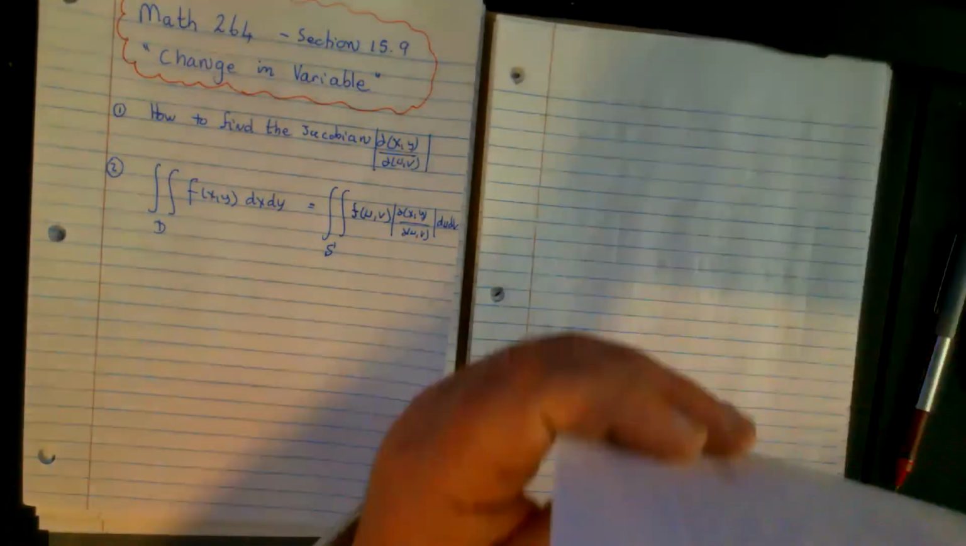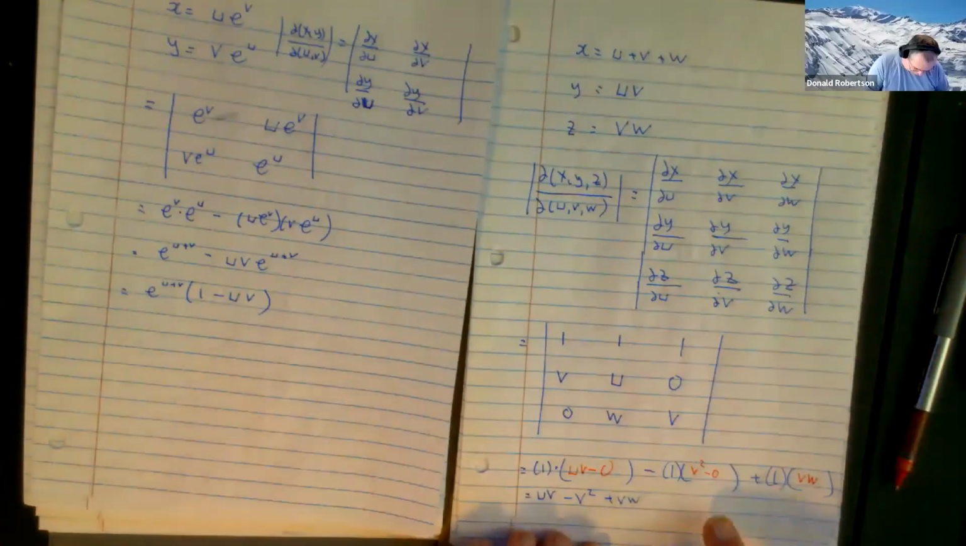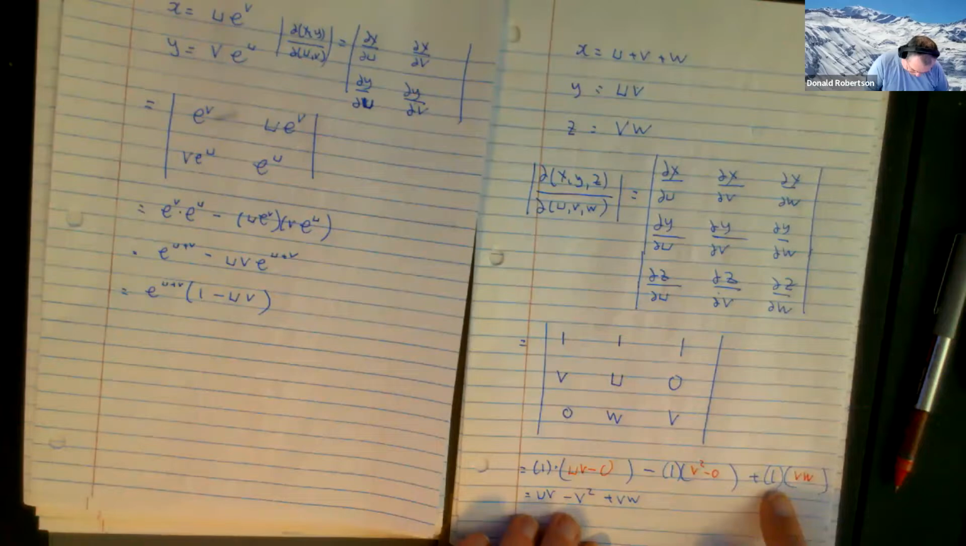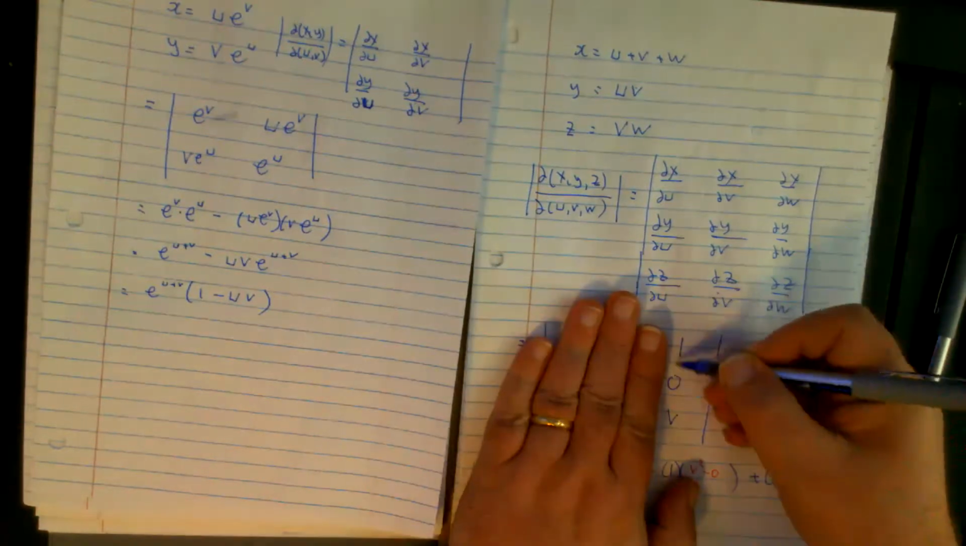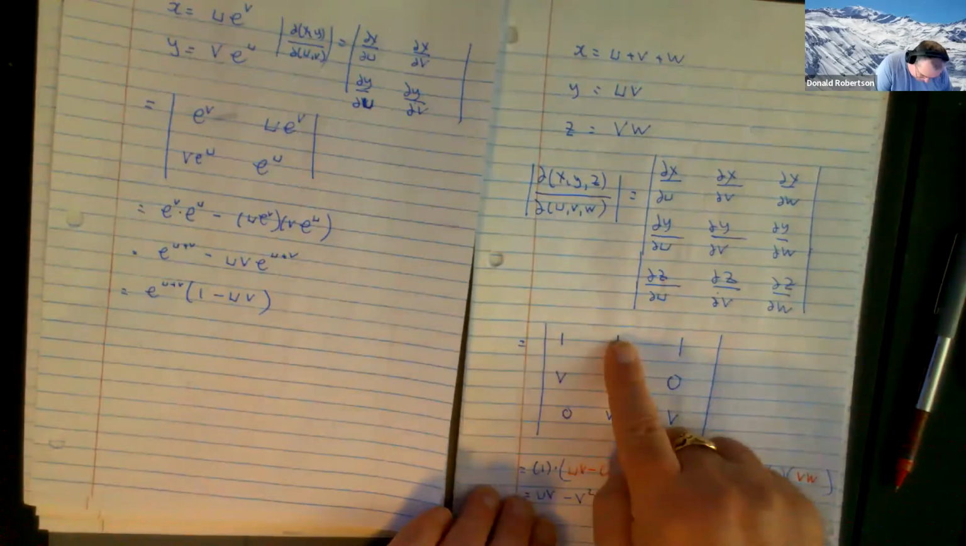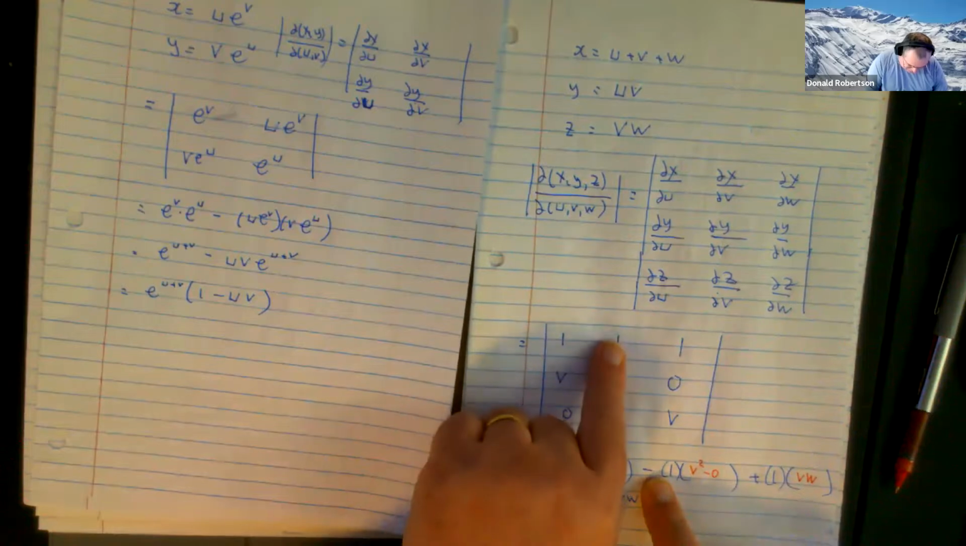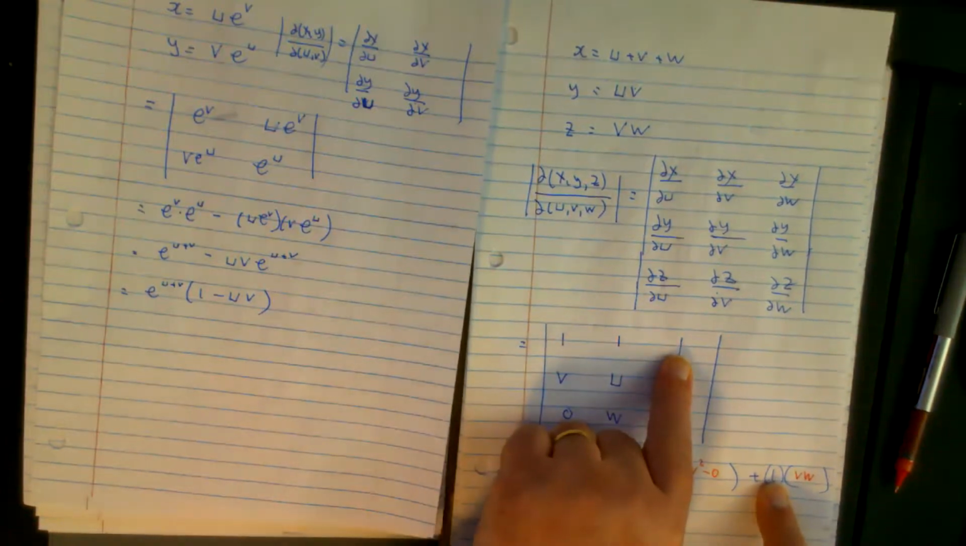Where did the +1 come from? Like 1 plus vw? 1 plus vw, at the very end. This one came from that guy, the positive. The pattern is always plus this guy, minus this guy, plus this guy. Okay, that makes sense then.